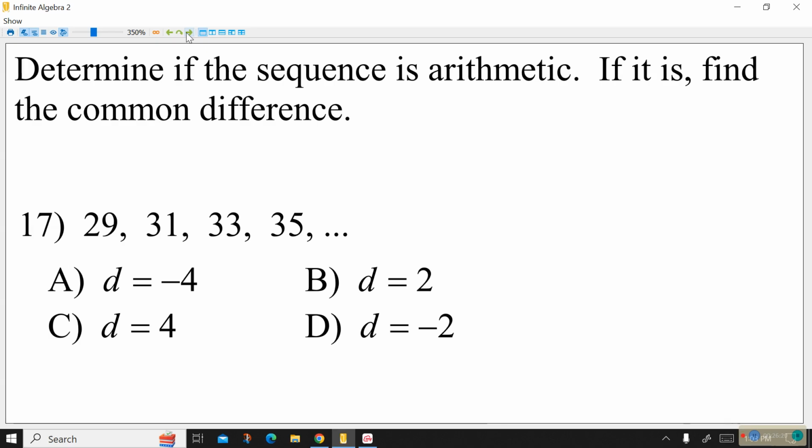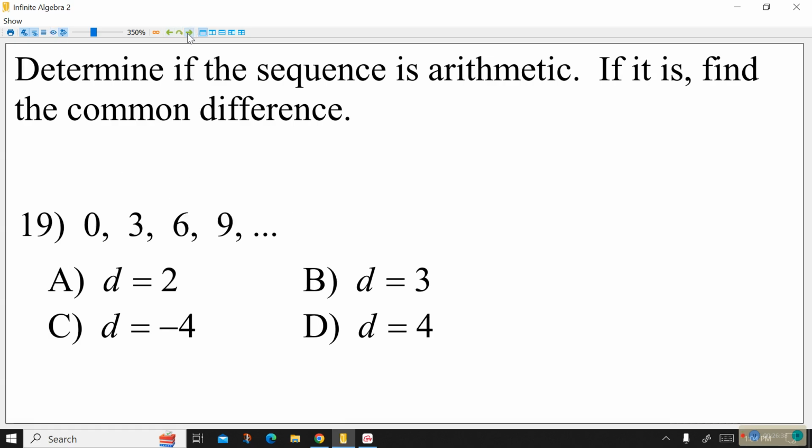Okay, for 17, our common difference, we should see that it's adding 2 every time, right? And so in this case, we get 2. For 18, we should see again, look, it's increasing by 2 every time. So the common difference is 2. It just starts at a different value from the last sequence.